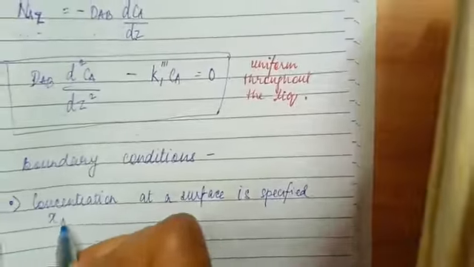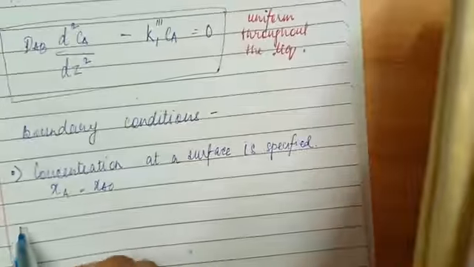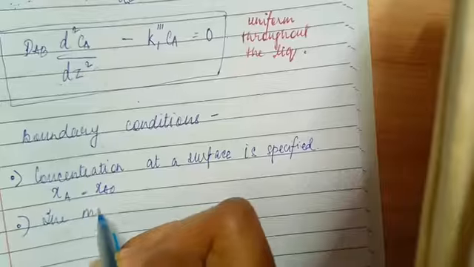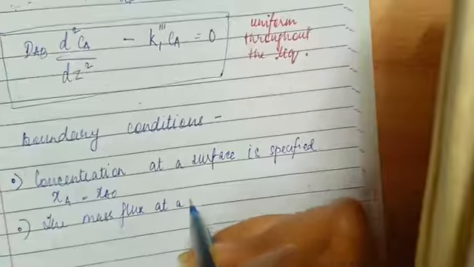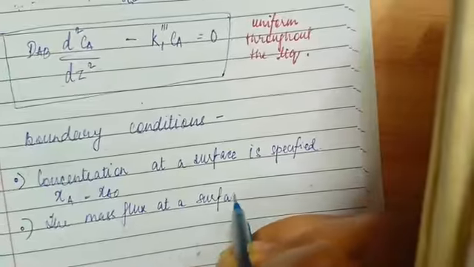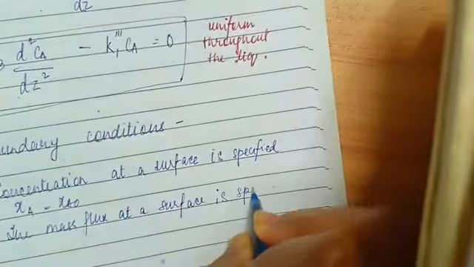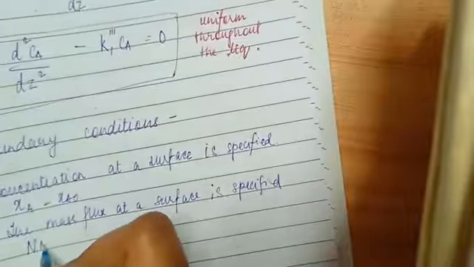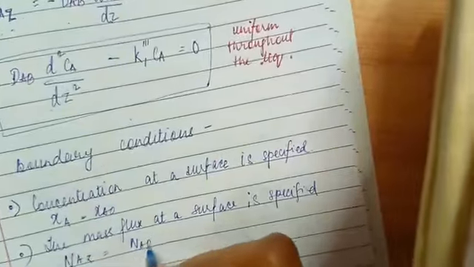that is XA is equal to XA naught, and the second boundary condition being that the mass flux at a surface is specified, that is NAZ is equal to NA naught.